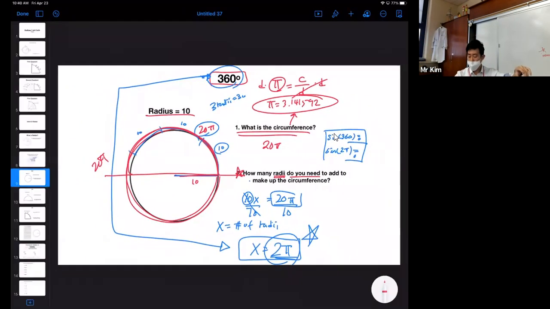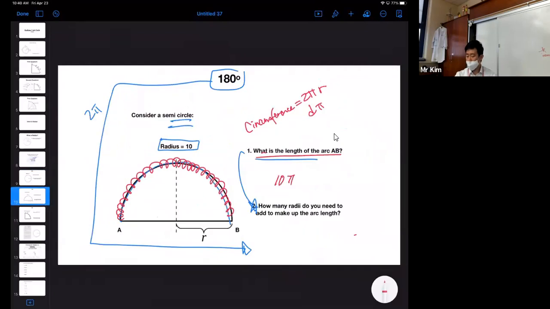Kevin? 10 pi. Just 10 pi, because you know that the entire circle was 20 pi. So the other half, I'm not talking about the length of the diameter, by the way. I'm just talking about the length of the outside, the crust, is 10 pi here.